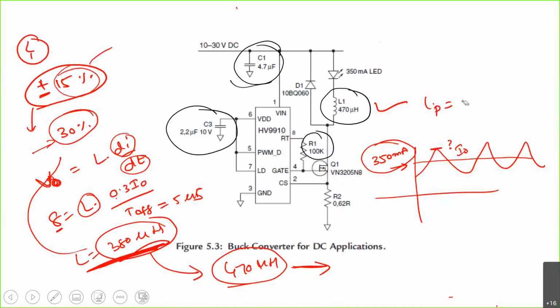So that will be I naught into 1.15. Okay. So this 1.15 is from this 15%, what we say 15% tolerance. This is the peak current. So this is roughly around, I naught is 350, so that means it is 0.4, I think. It's clear. So this is how we write this L1 value.